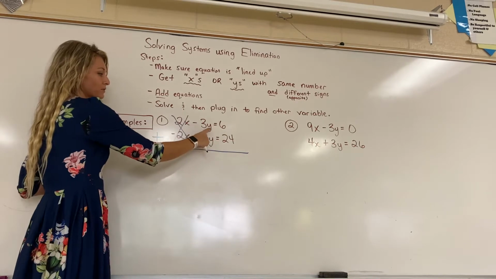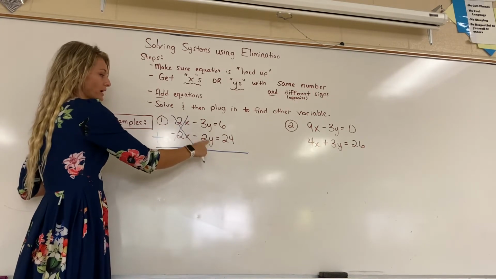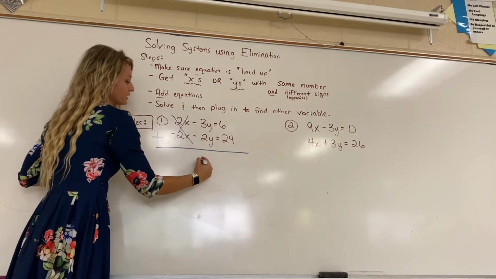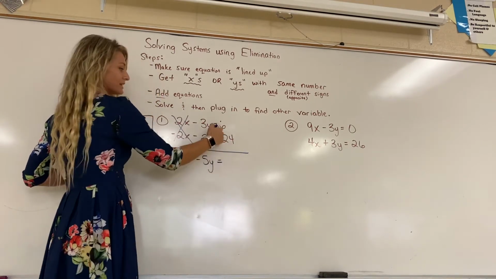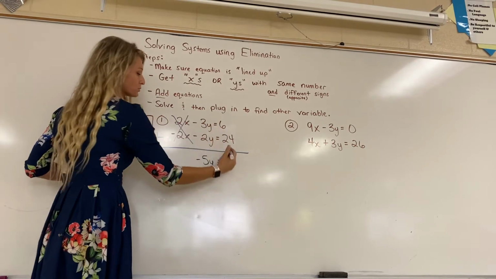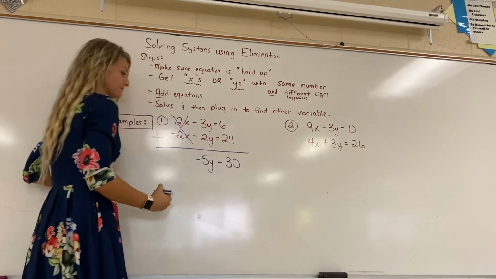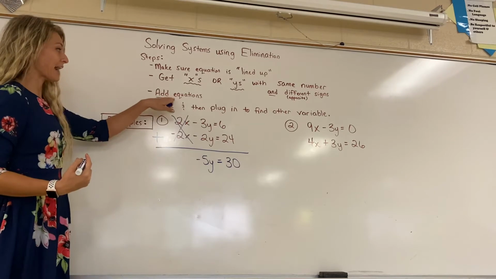And then you add the rest of them. We've got negative 3y plus negative 2y, so negative 3 minus 2 would be negative 5y. Then bring down my equals, and add these two: 6 plus 24 would be 30. So that's the adding part.